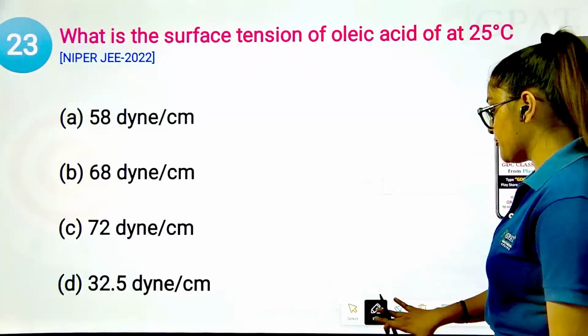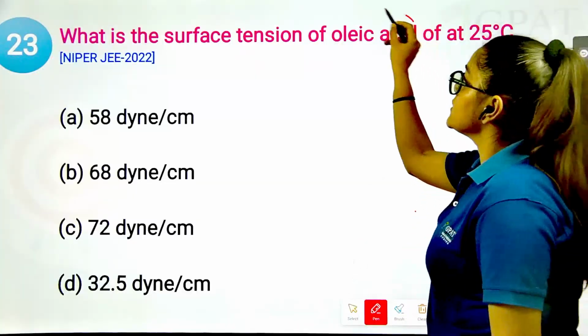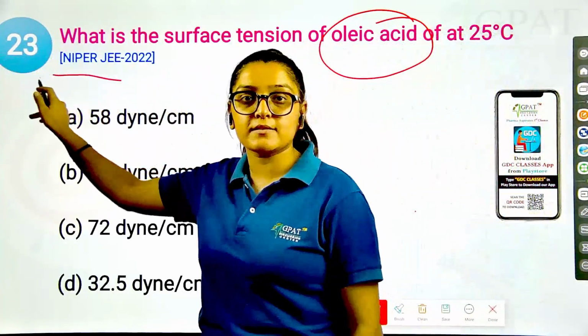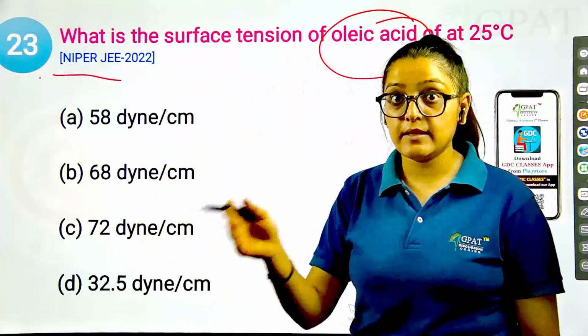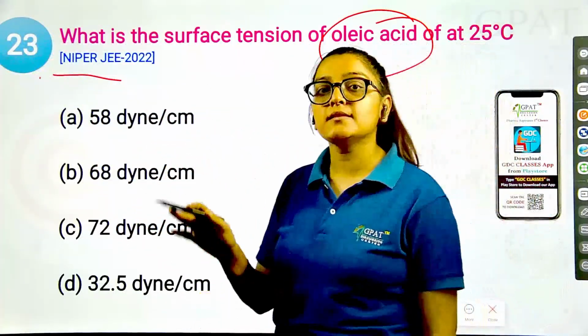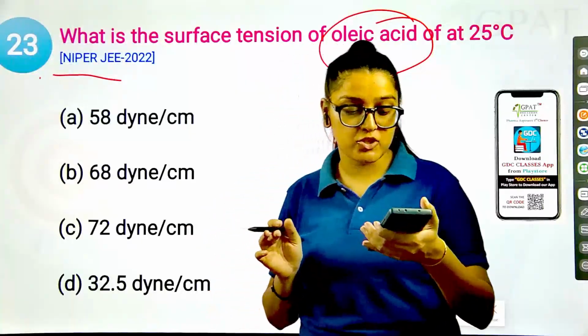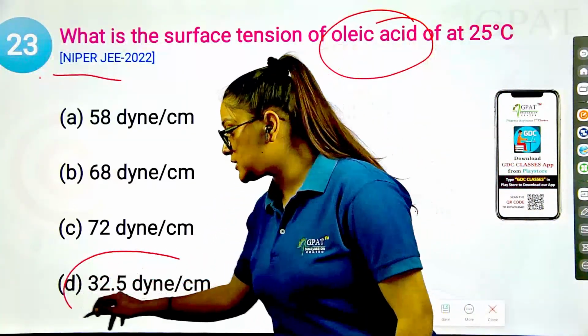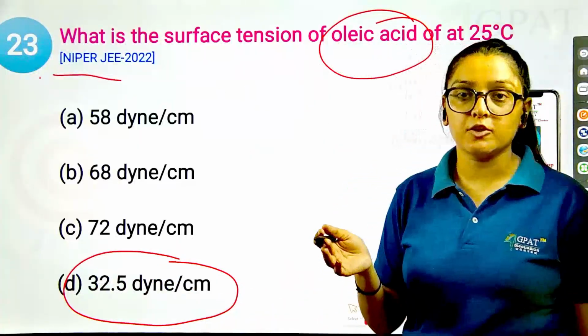Next, what is the surface tension of the oleic acid? Another question, such a question was also asked for mercury in the recent GPAT exam. So yes, these types of topics are also very much repeated. So kindly see the surface tension of oleic acid is 32.5.